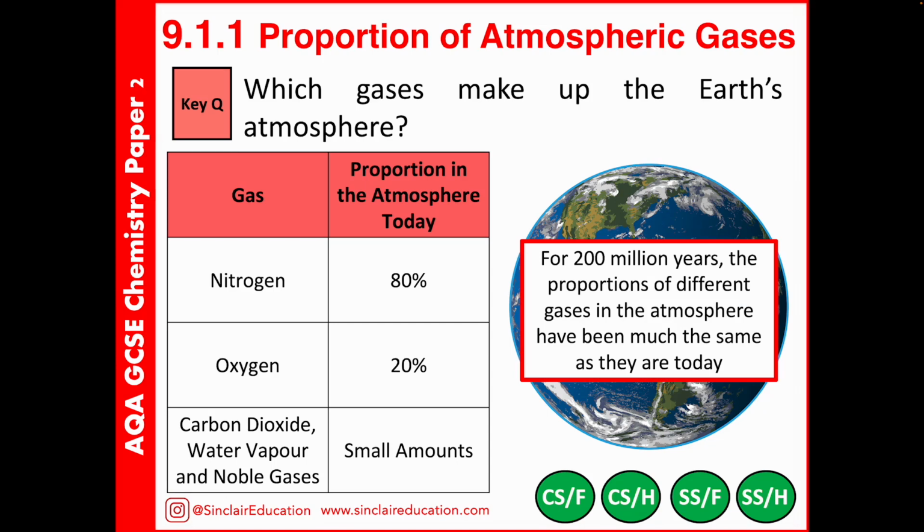What we know, using rock evidence, is that for the last 200 million years, the proportions of these different gases in the atmosphere have been very much the same as they are today. In more recent years, as in the last 150, we can start to see that CO2 levels have gone up. But for the most part, these percentages have been pretty stable for 200 million years.